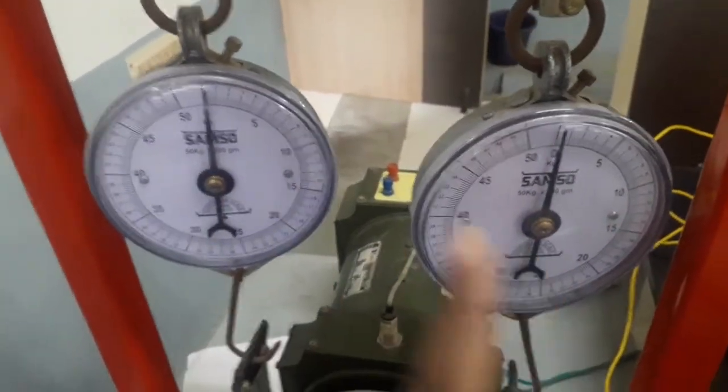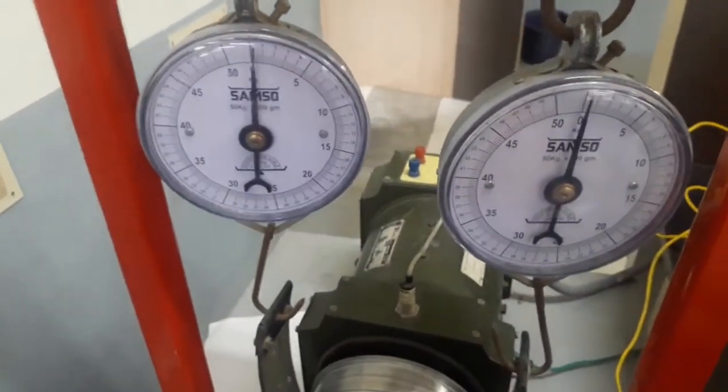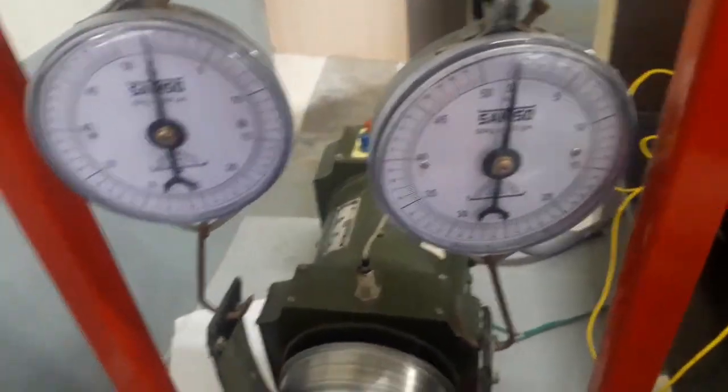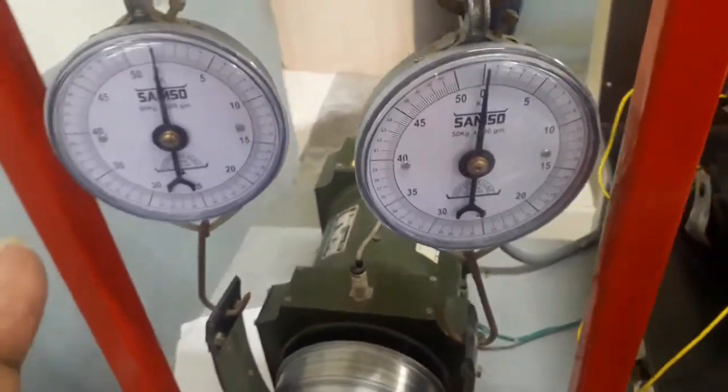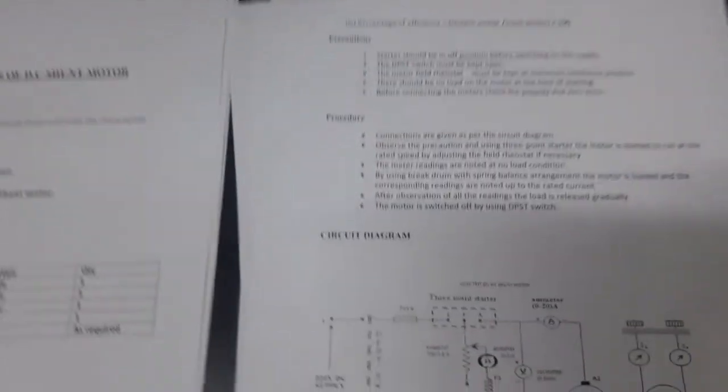See, both the loads. The load applied should be 0 at the starting point. If we start with load, then the motor will not start. These 2 precautionary actions should be taken, and the connection should also be checked. After that, we can follow the procedure.